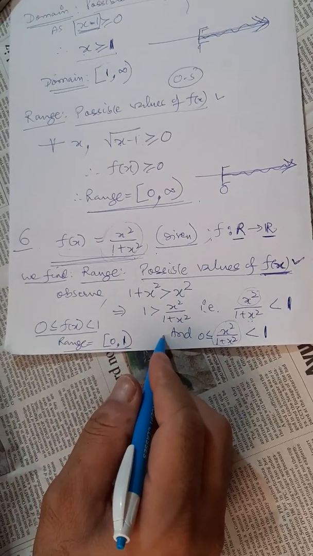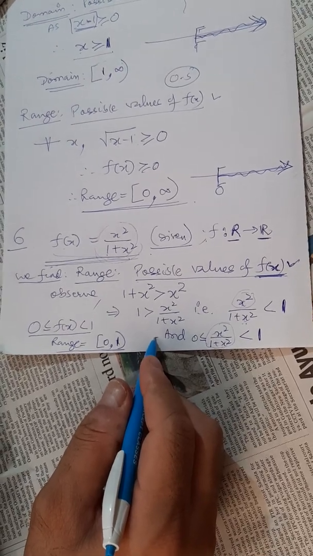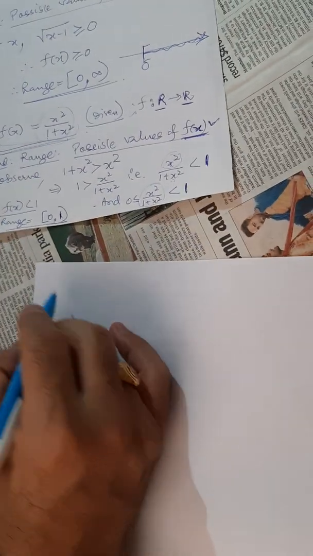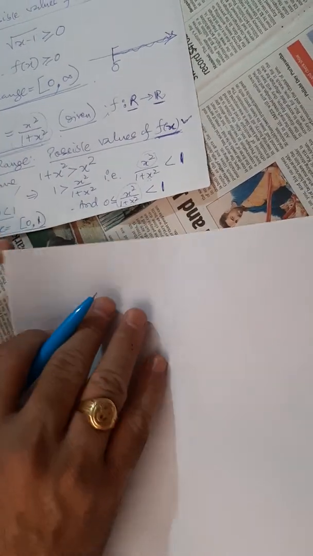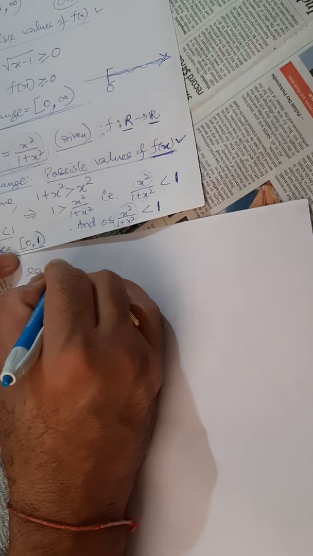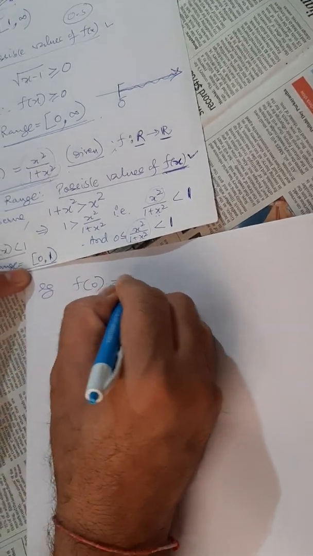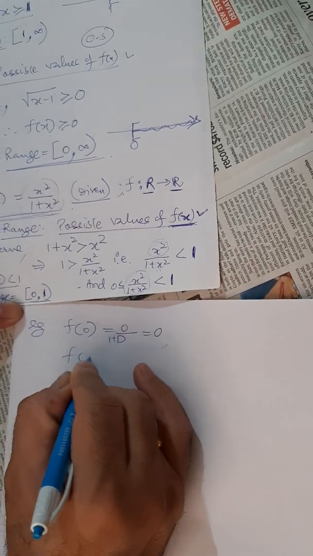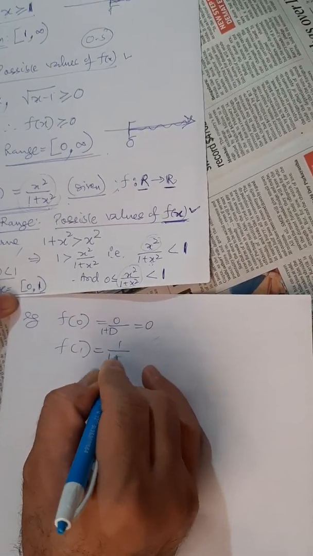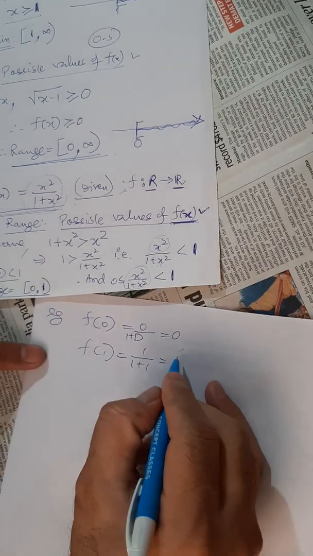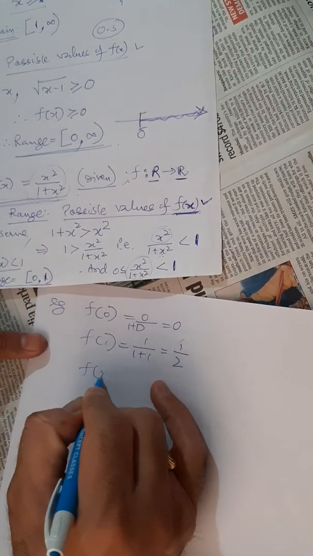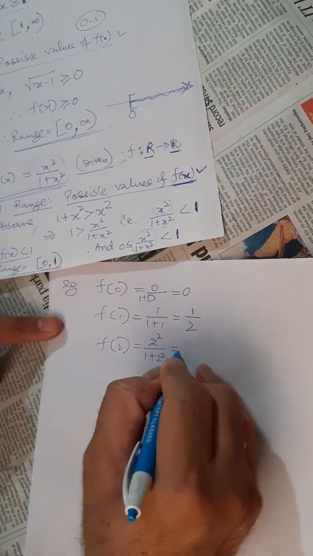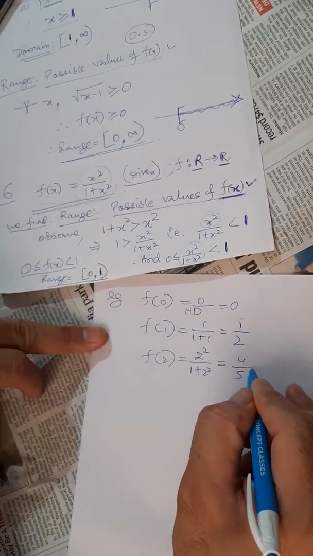If I try, for example, here, see, if I take any number, for example, you just notice here, if I take f of 0, 0 upon 1 plus 0, it will be 0. If I take 1 here, then 1 upon 1 plus 1. So this is 1 by 2. If I take 2 here, 2 square upon 1 plus 2 square, which is 4 by 5. Again less than 1.